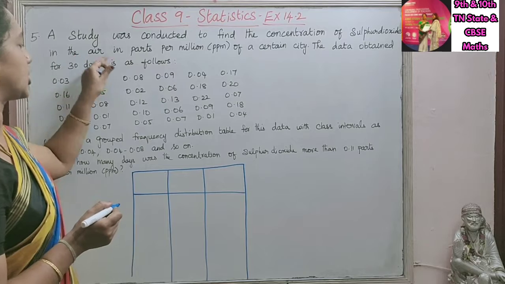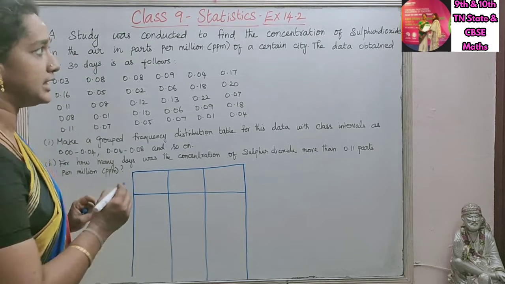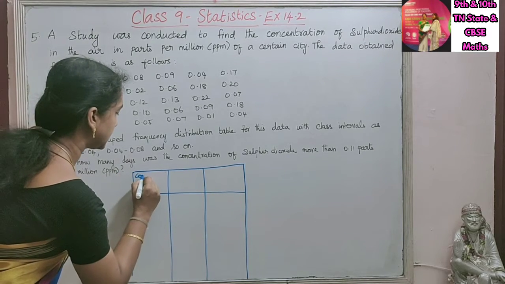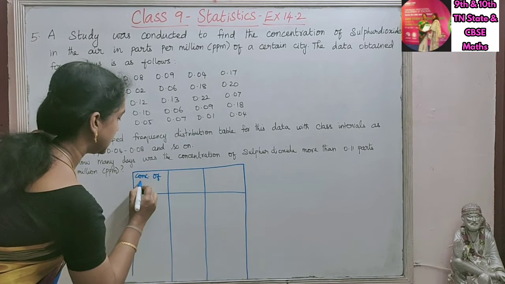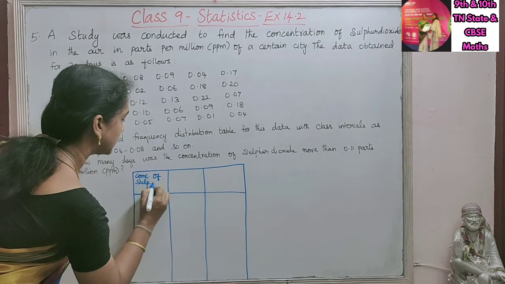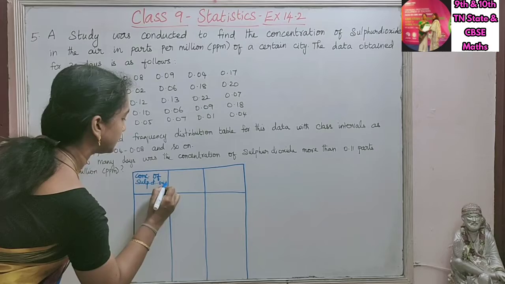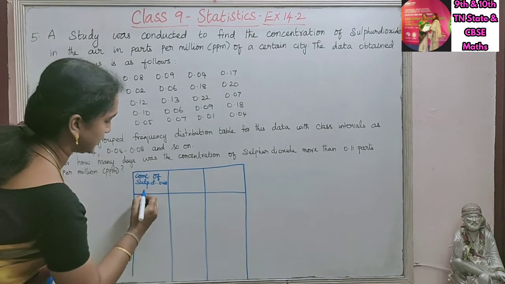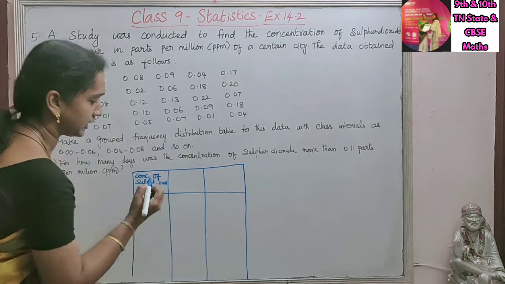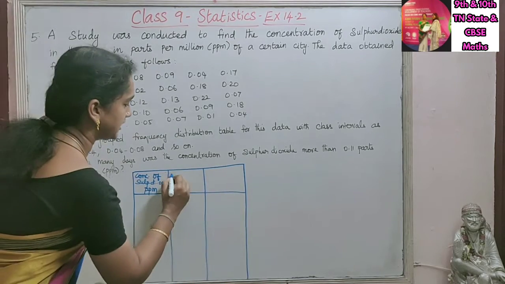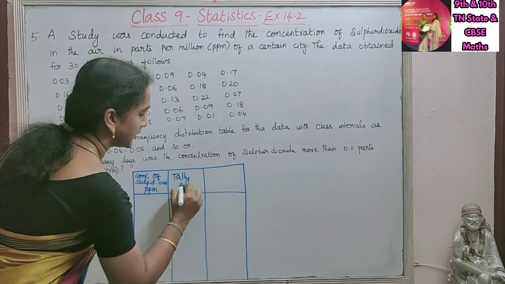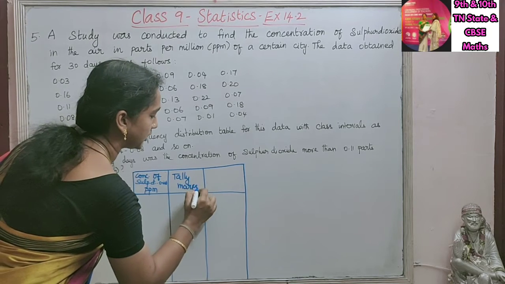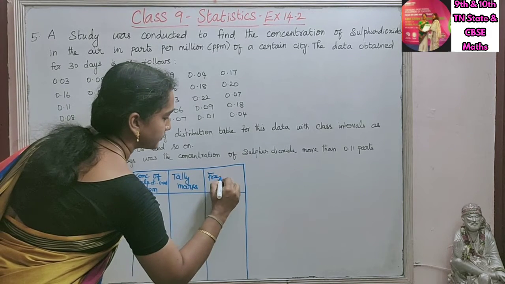The first column is the concentration of sulfur dioxide in the air in parts per million, ppm. So this is what is given. Then the next column is tally marks, and the last one is frequency.